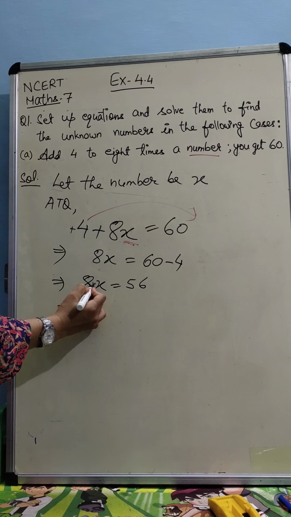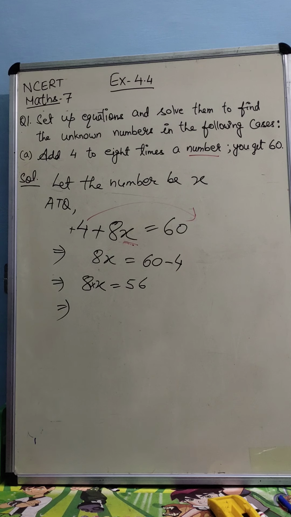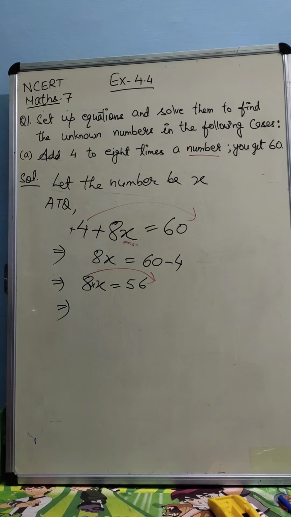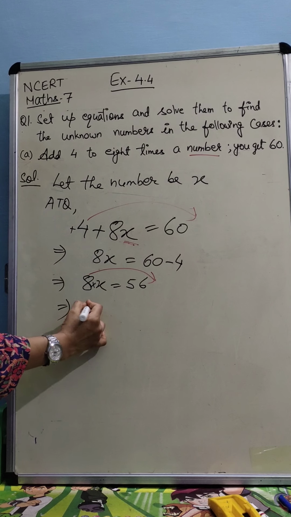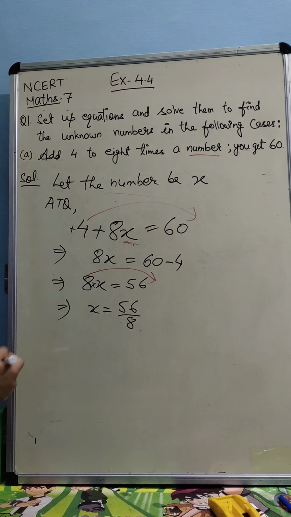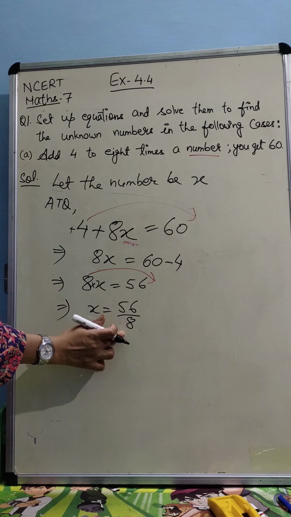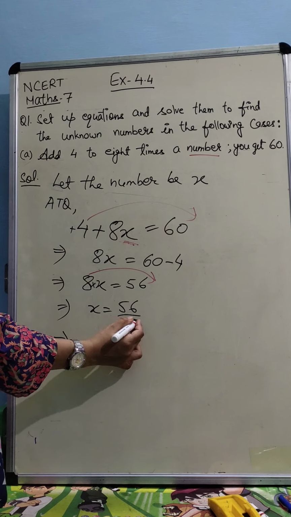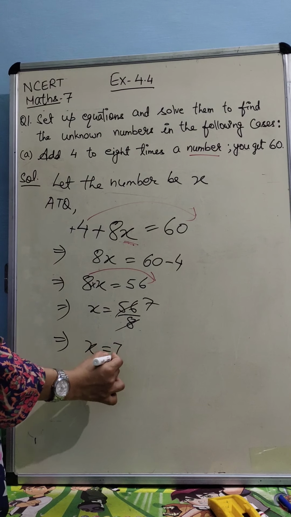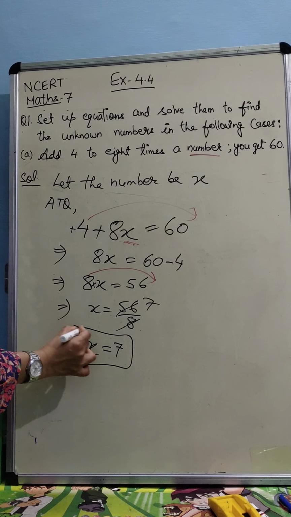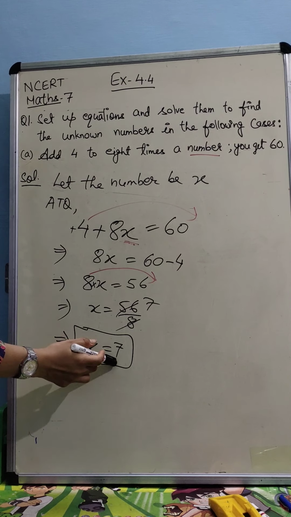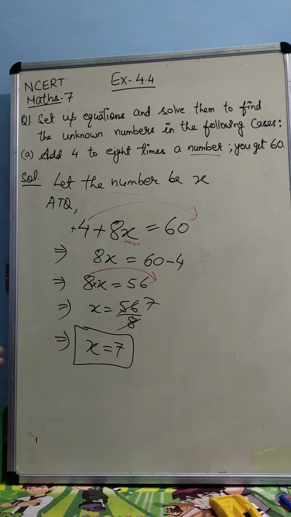Now again, this 8 is multiplied with x. So we want x. So this 8 will be transposed to the RHS, and when we transpose it, it will come in divide. It will become divided by 8. 56 divided by 8. And 56 divided by 8 is how much? 8 sevens are 56. So the value of x is 7. So the unknown quantity is x. So this is the required solution.